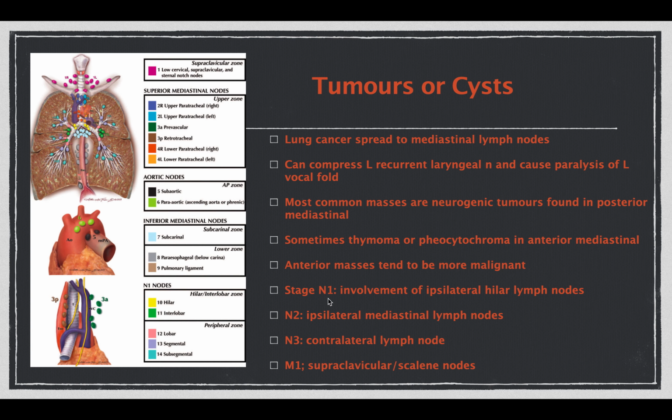So stage N1, they involve the ipsilateral hilar lymph nodes. So if we look at these pictures, 10, so it's up here. And then N2 is going to be the ipsilateral mediastinal lymph nodes. And of course, the further the stages are, the more malignant the cancer is. And of course, M1 is going to be one of the most dangerous because it spreads into the supraclavicular and the scalene nodes, and from there it can drain into the thoracic duct and then go everywhere.